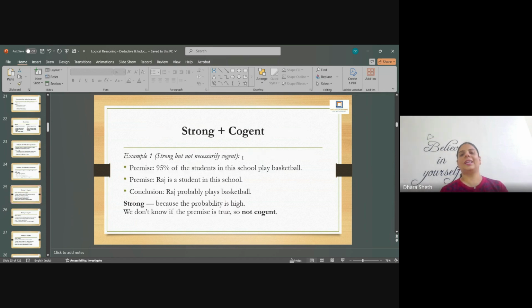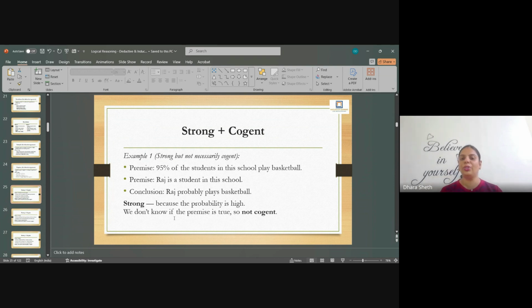Now here, an example of strong but not necessarily cogent. 95% of students in this school play basketball. Raj is a student in this school, so he probably plays basketball. Strong because the probability is high.